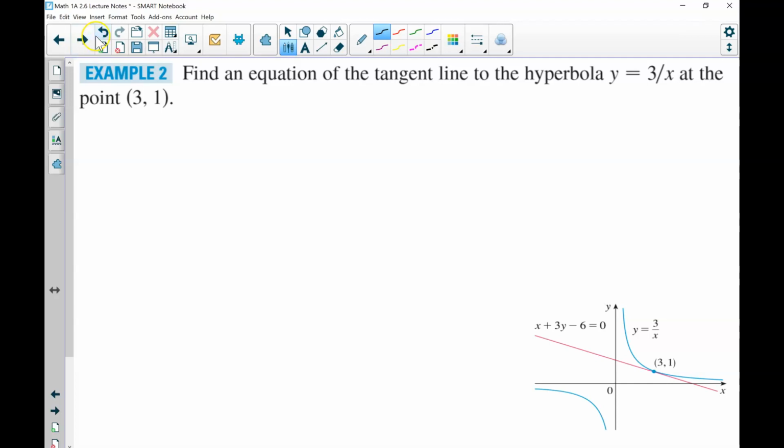All right, so let's take a look at example number 2. For example number 2, what we want to do is find an equation of the tangent line to the hyperbola y equals 3 over x at the point 3, 1. If you take a look at this given information, we know that the function is given. So f of x is equal to 3 over x.